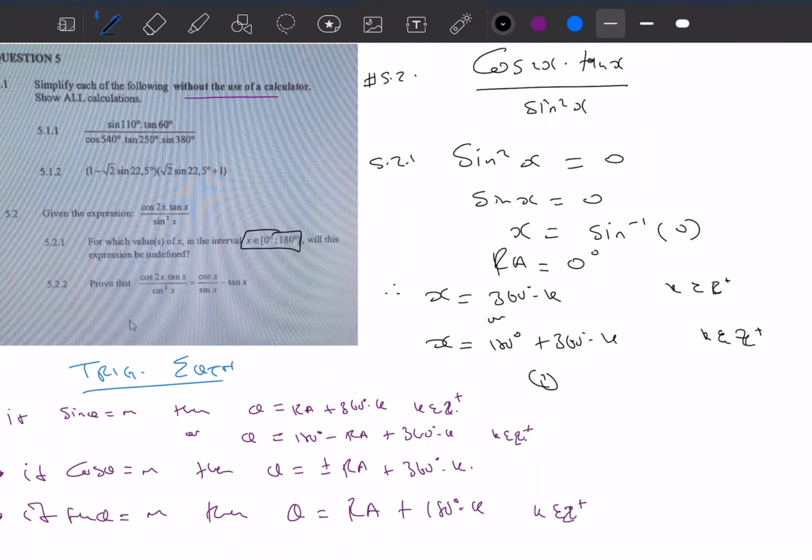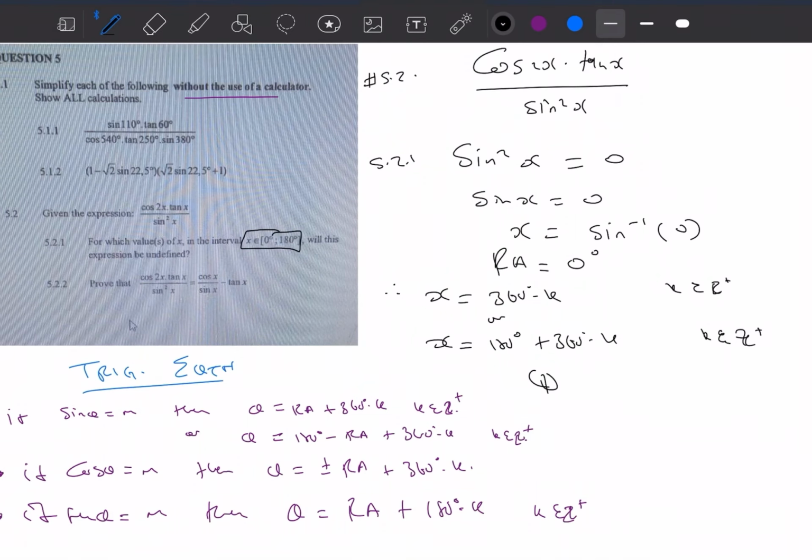Then you have x is equal to 360 times k, or x is equal to 180 plus 360 times k. Right. So how are we doing this? Let's answer the question: for which values of x? For which values of x is x equal to 360 times k, or x equal to 180 plus 360 times k? These x values should be between 0 and 180 degrees.